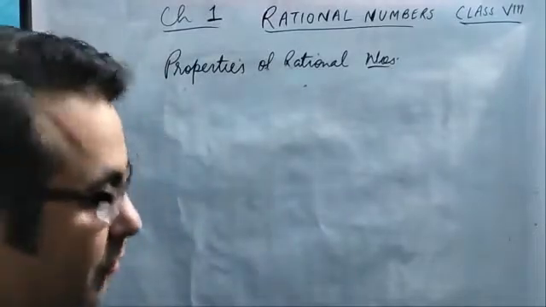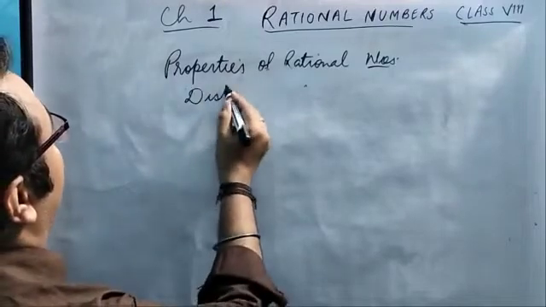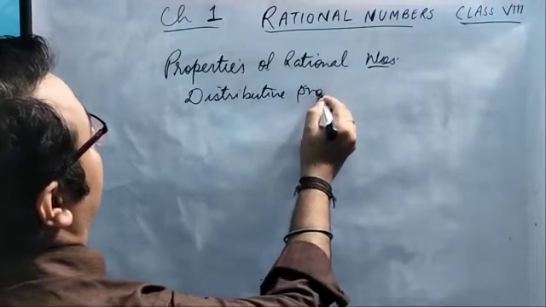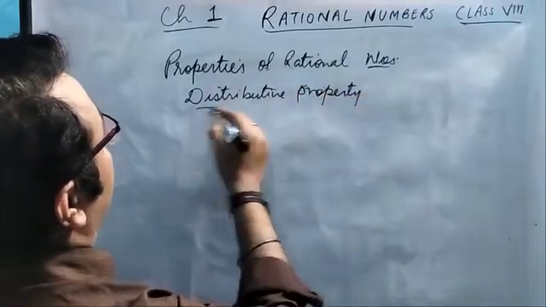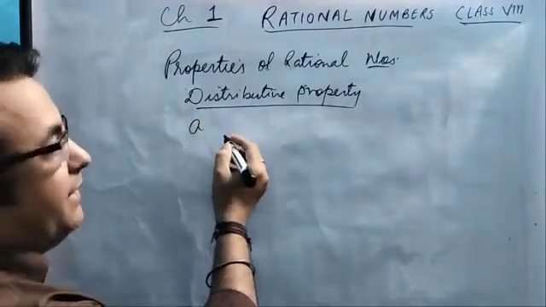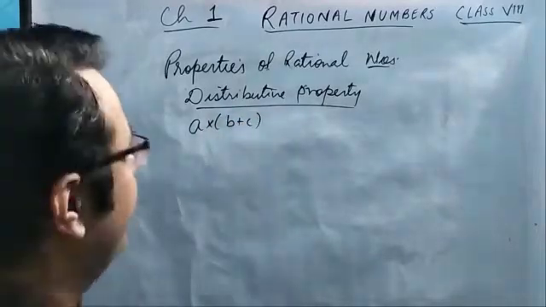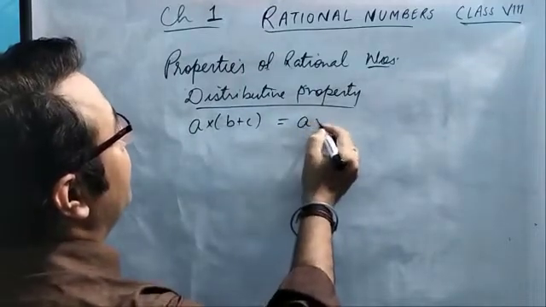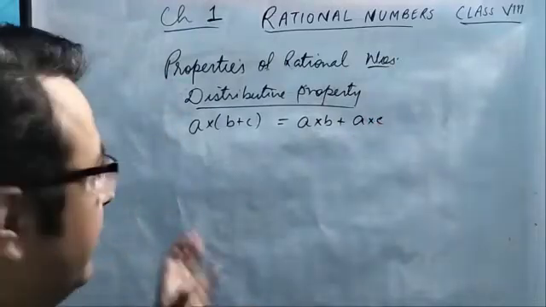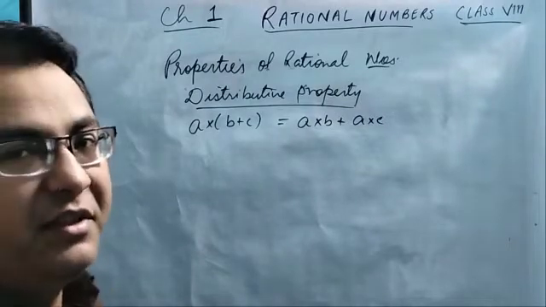Now coming to the next property, that is the distributive property. The distributive property states that if we have three rational numbers, let's say a, b and c, it can be written in this way: a multiplied by (b plus c) will be equal to a into b plus a into c. So this is the distributive property. We will see the application of these properties when we solve the questions given in the exercise.